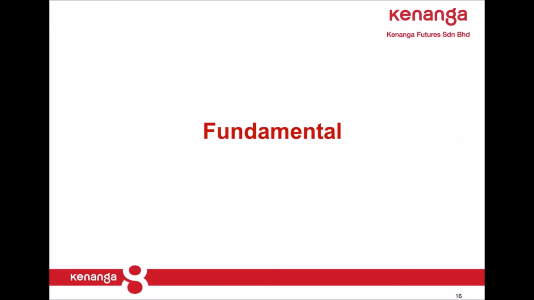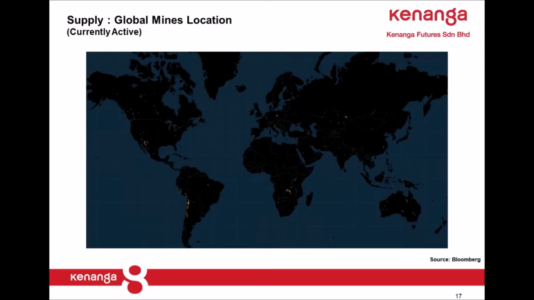Okay, and now we are going to see the fundamentals in terms of supply and demand for this metal. This is a graph of the mines' locations on Earth. As you can see, mainly in South America, North America, and Australia, and a small part of Africa. Now, these are the mines with active status, meaning they have ongoing mining processes.